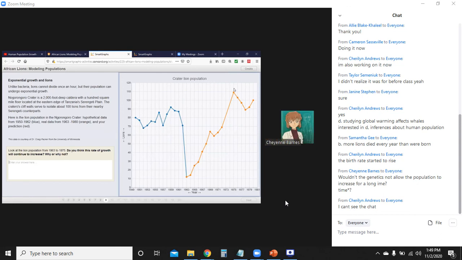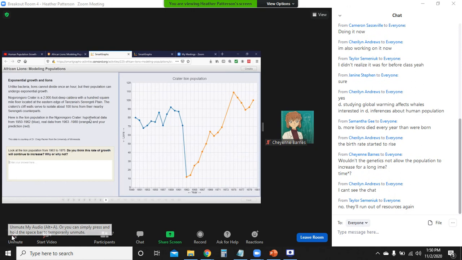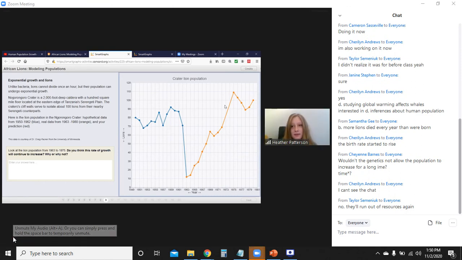It won't continue to increase because it's reached its population capacity. Exactly. So once it hit this little high point, you ended up getting to the point where there weren't enough resources to support the entire population of lions, and that's why it crashed down. But hopefully it will stay around this level and have little fluctuations here and there. But that means that your population is pretty stable, right?